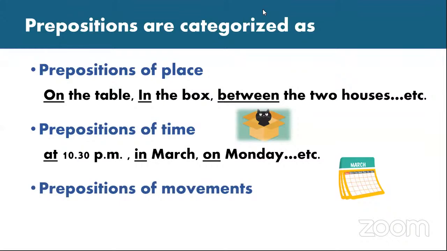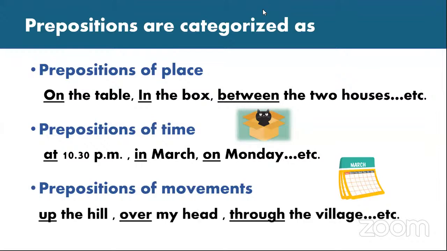Another one is prepositions of movements. Let's see the examples. Up the hill, over my head, through the village. I have given here a few, etc. Let's read it again. Up the hill, over my head, through the village.